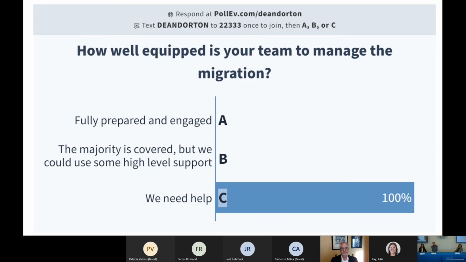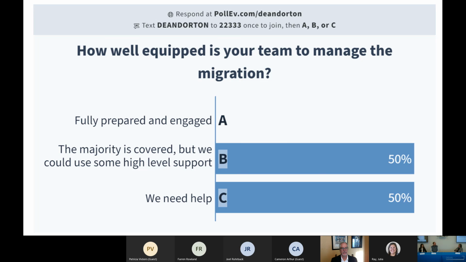Good point. So we're going to do one more poll. We want to know how well equipped your team is to manage the migration. Are you fully prepared and engaged? Do you think you can do this, you just maybe haven't gotten ready for it yet? The majority's covered, but you could use some high-level support, or you need help. I'd like to see where you are. And I think we see customers in a wide range of those things.